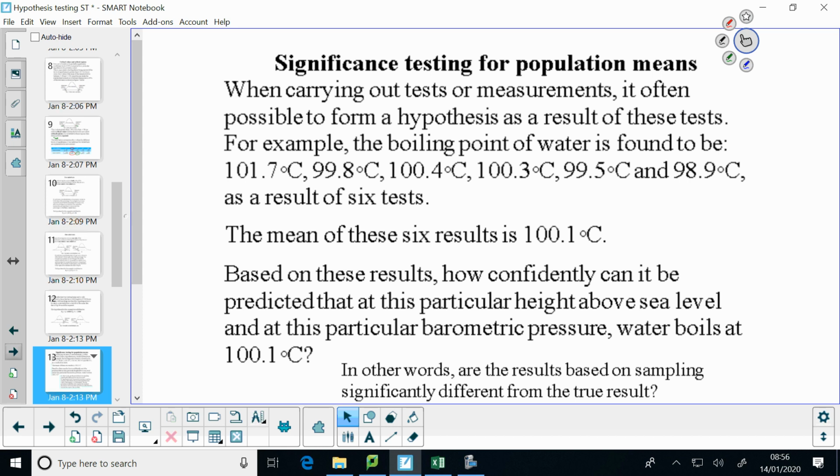Significance testing for what's called population means. When carrying out tests or measurements, it's often possible to form a hypothesis as a result of these tests. So, for example, if you've done some tests and found the boiling point of water to be in that range, and so on, you've got different sets of tests. As a result of 6 tests, the mean of those 6 results is 100.1 degrees C.